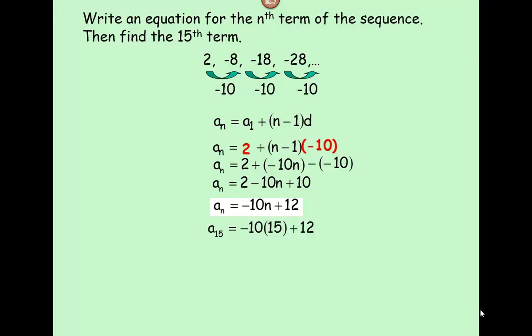Our second part of the problem asks us to find the 15th term. So we just plug in 15 anywhere we see n, and we go ahead and solve it. We will get the 15th term is negative 138.